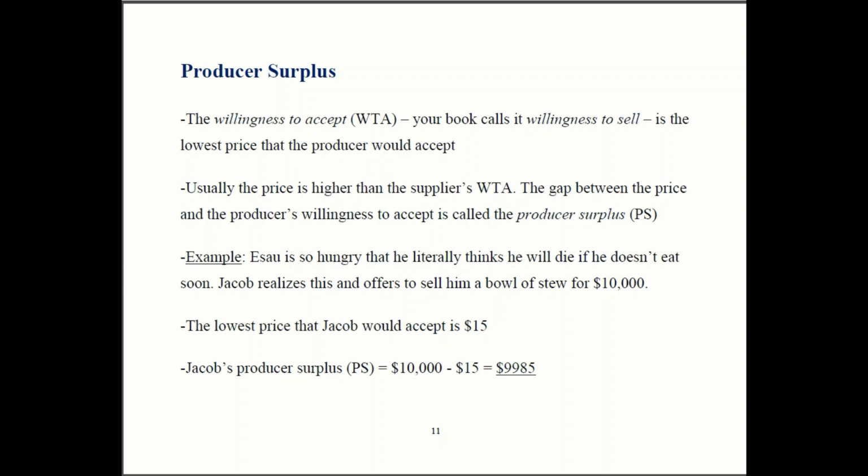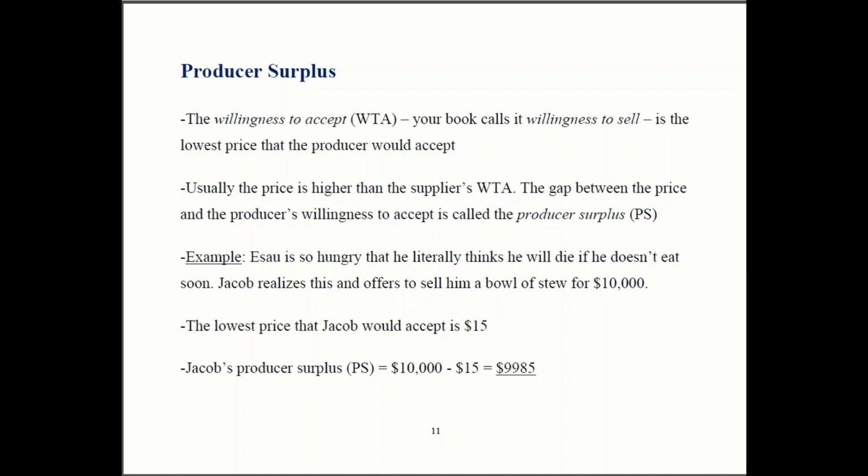This is analogous to the consumer's willingness to pay. So we said the consumer had a maximum willingness to pay for a good, a price that they would not be willing to pay anything higher than. This is just the other side of it for the producer. Now, typically when a producer sells a good, they often sell at a price that is higher than their bare minimum. It's just like how a consumer often pays less than their maximum willingness to pay.